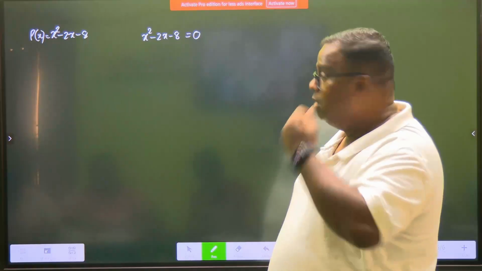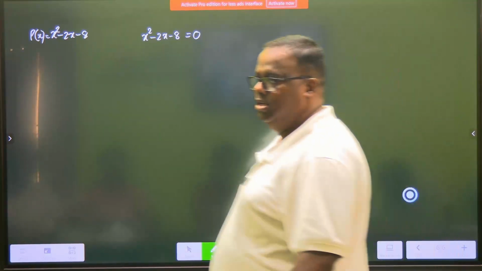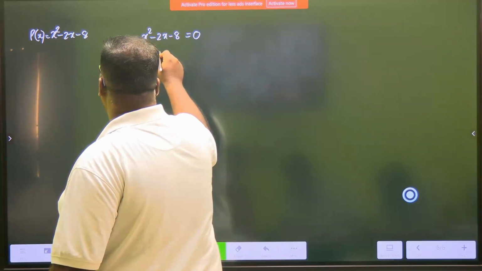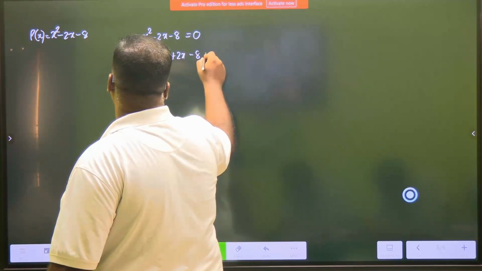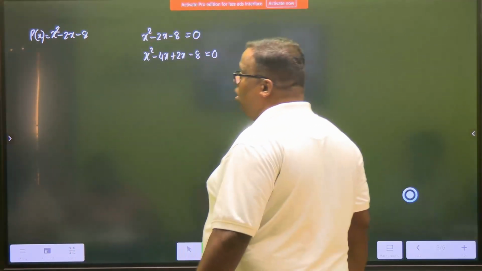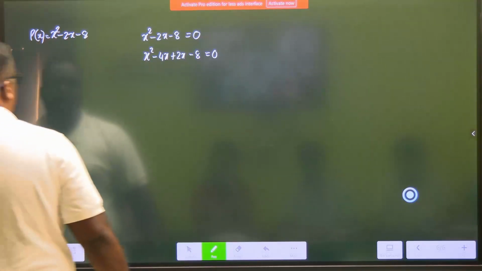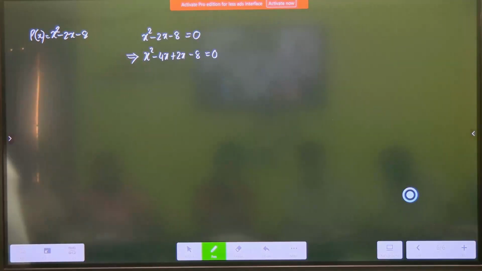Middle term splitting. 4 and 2 should be the two factors, but we need negative 8 and negative 2. So I think it should be x square minus 4x plus 2x minus 8 is equal to 0. All those children who are putting the equal to sign on the left hand side are super idiots. This is an equation, so it will always come with 'or'.